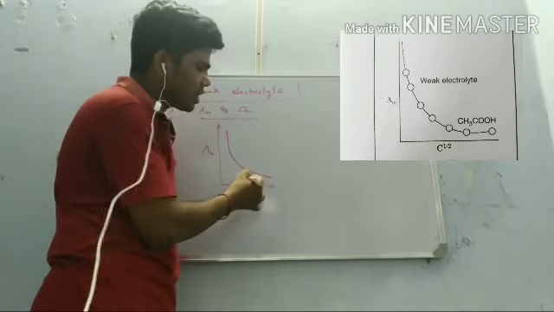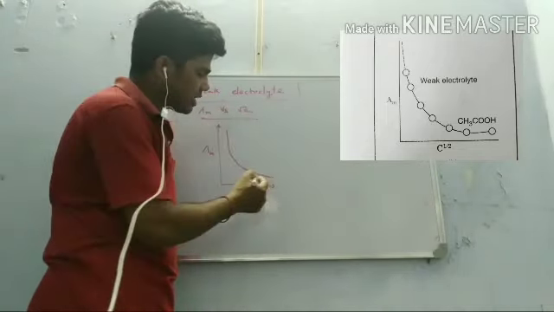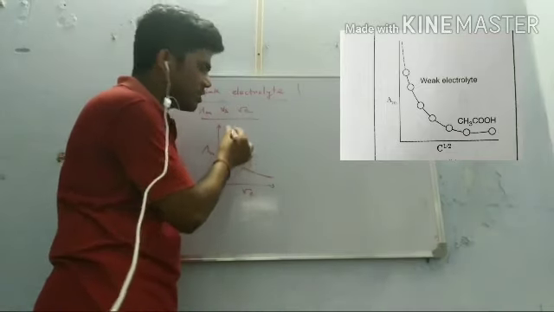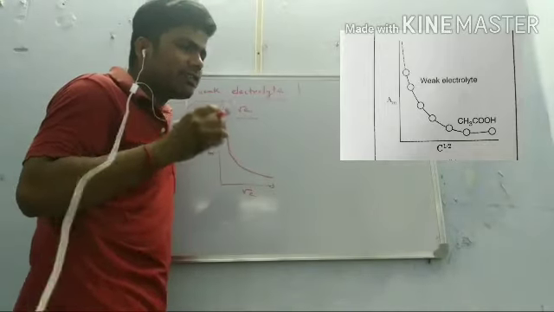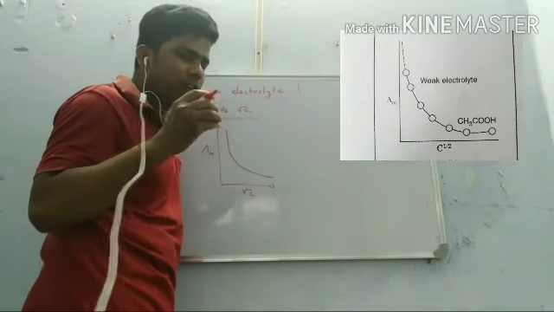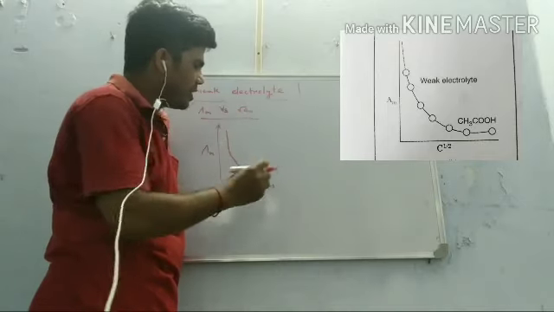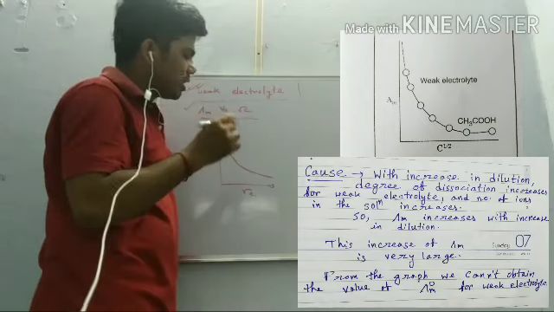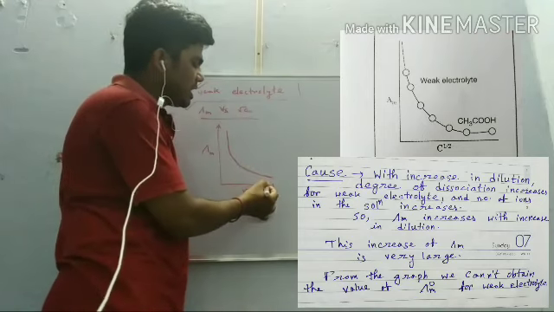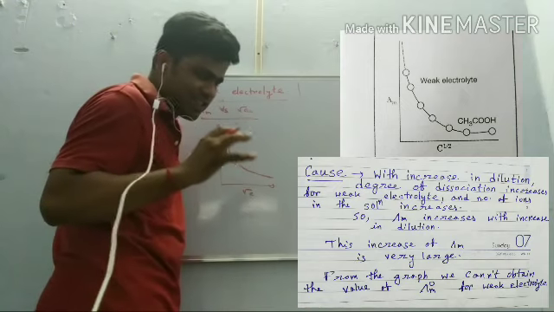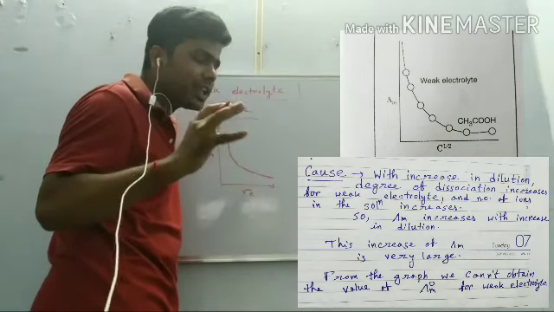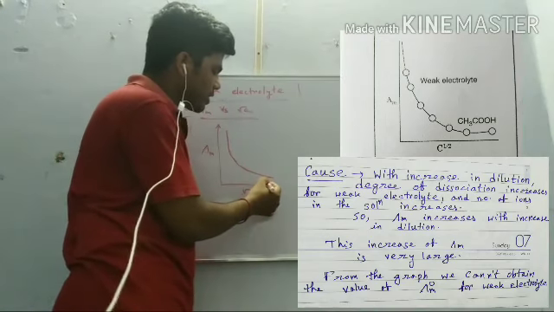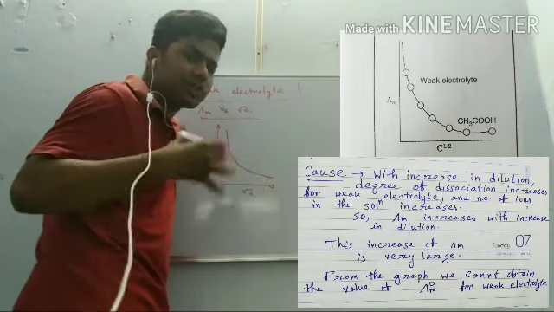But with increasing dilution, the degree of dissociation increases, so molar conductivity increases gradually, and after a certain point this increase is very rapid. So at infinite dilution, the limiting molar conductivity cannot be determined from this graph. In the case of a weak electrolyte also, molar conductivity increases with dilution, but this increase is very rapid.